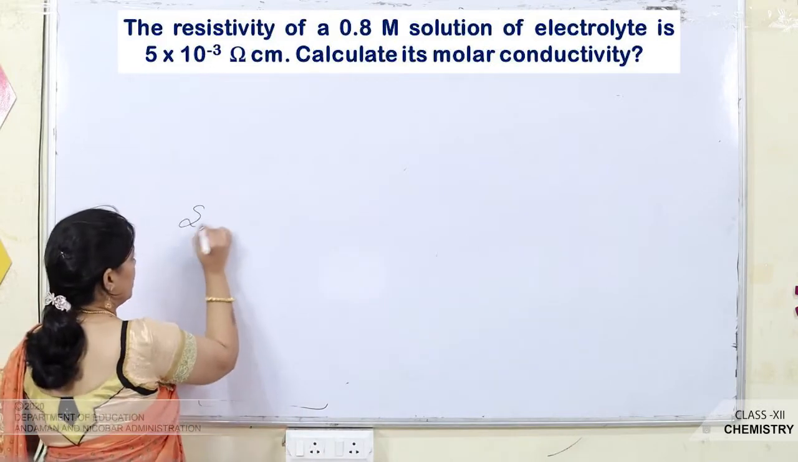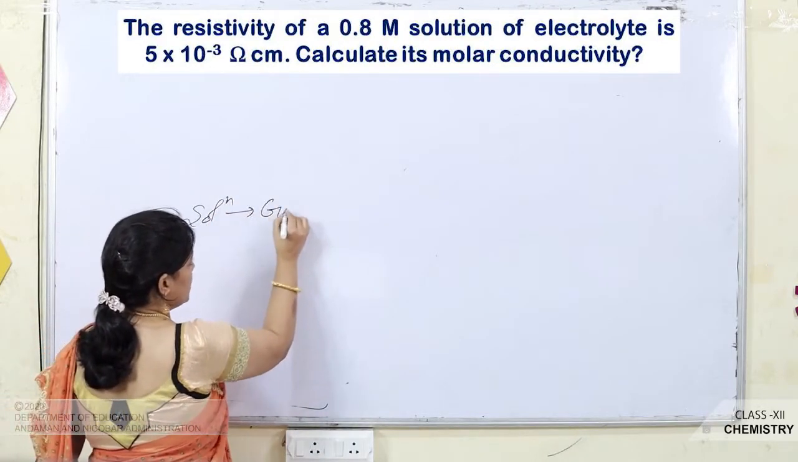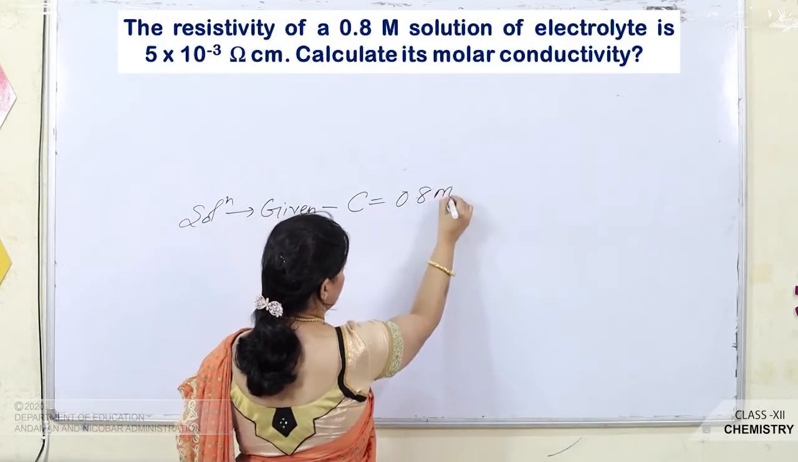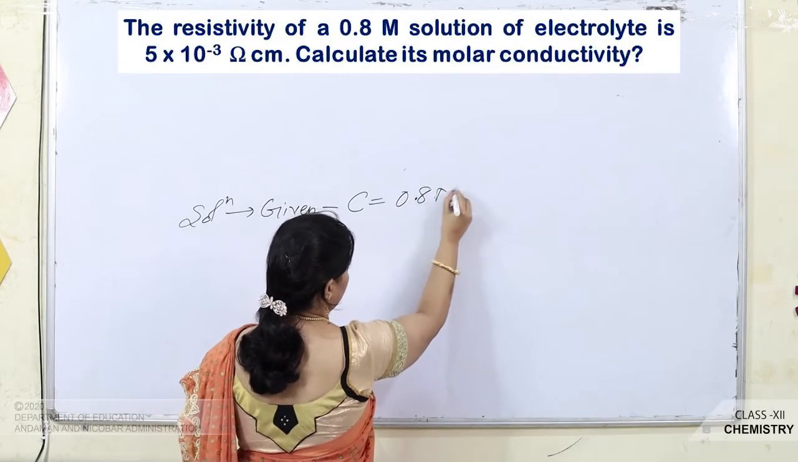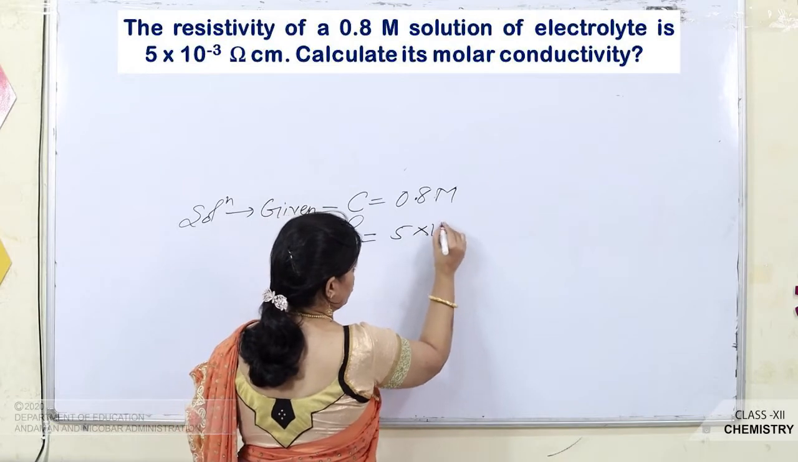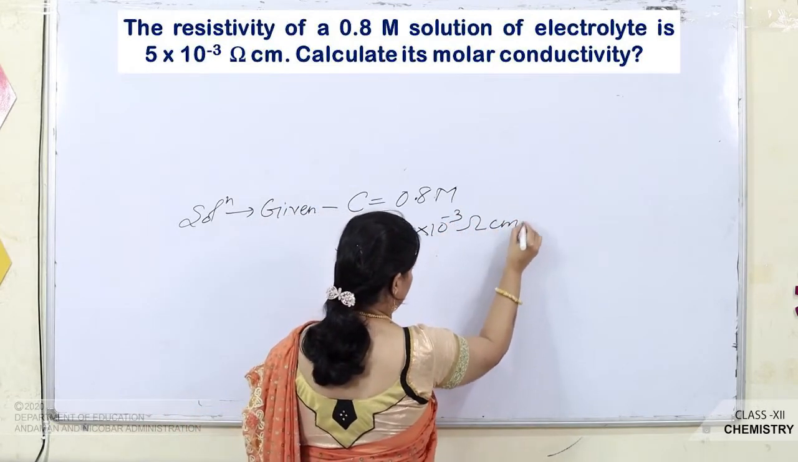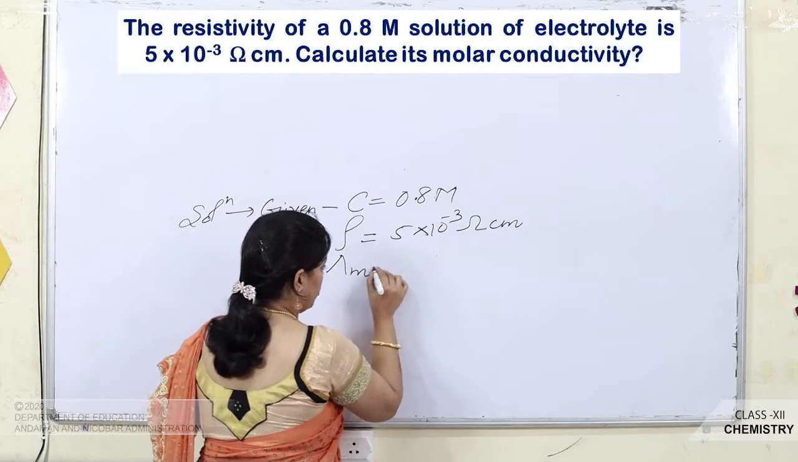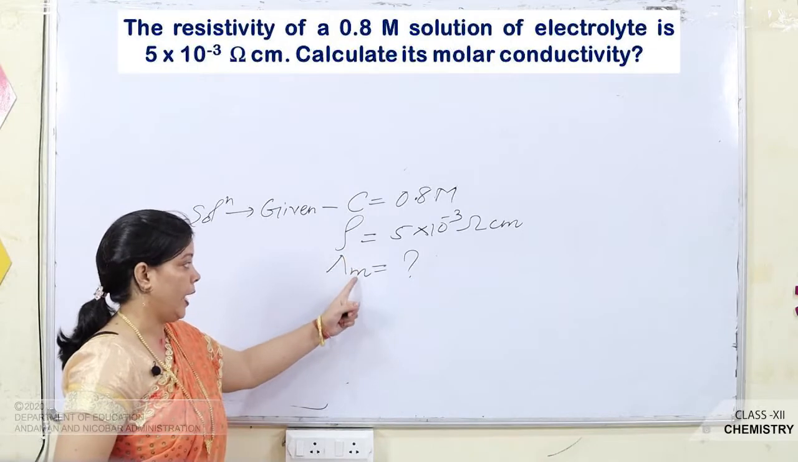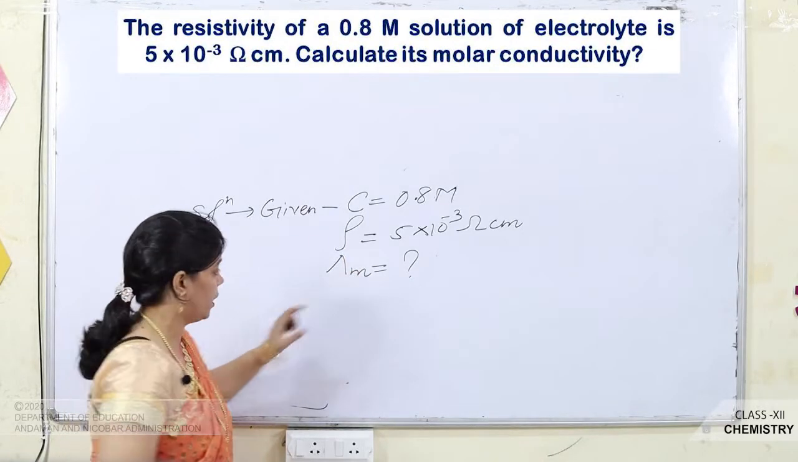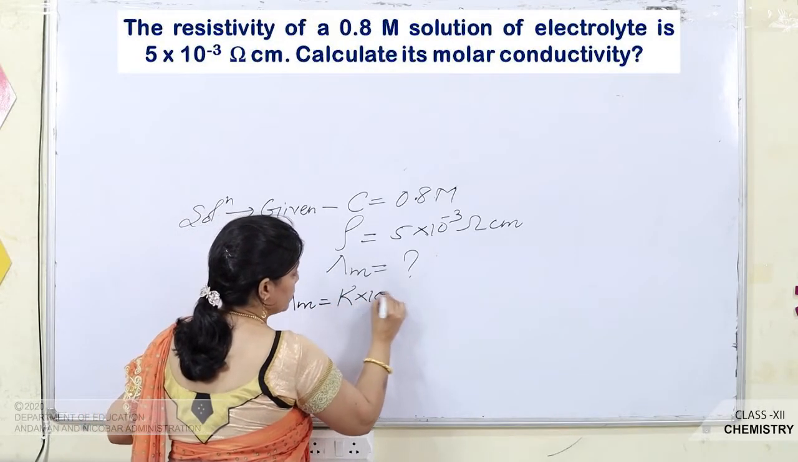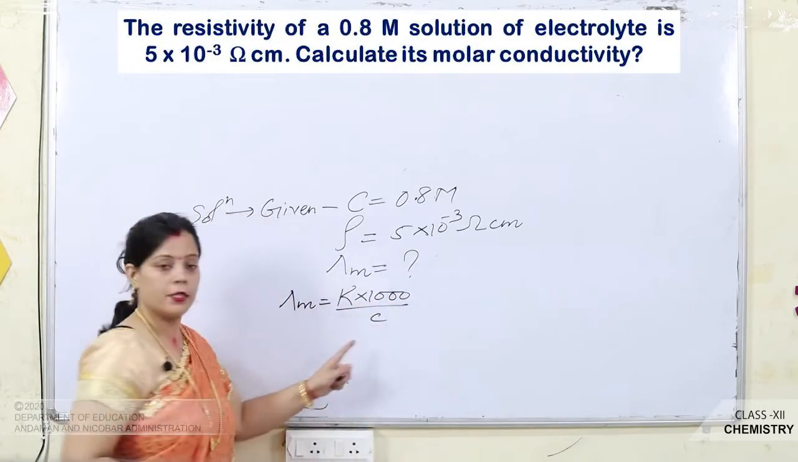So what is given in this problem? The concentration is given, that is 0.8 molar. Resistivity rho is given, that is 5 into 10 to the power minus 3 ohm centimeter, and we have to find the molar conductivity of the electrolytic solution. So children, first we have to recall the formula related to the molar conductivity. The molar conductivity is equal to conductivity into 1000 by C, where the concentration is given.